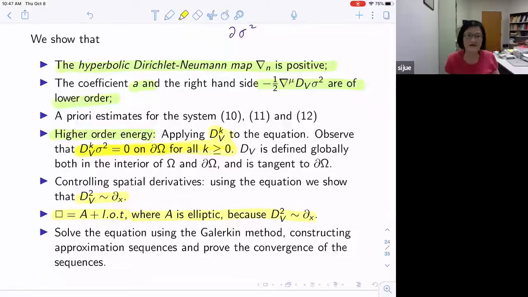So with eigenfunctions, you can also construct your approximating equation so that it obeys the same type of a priori estimate as your original equation, the full equation. And then you can show uniform boundedness of the approximating sequence of solutions, and then you converge. Okay, so that's how it's done.